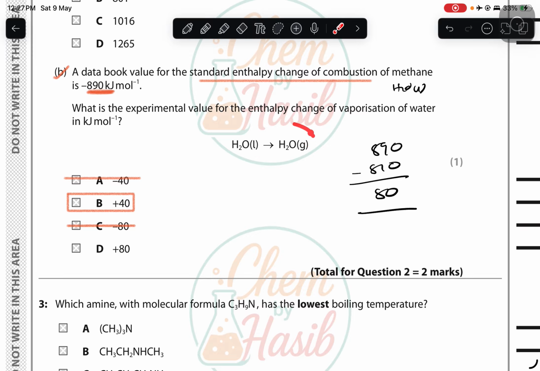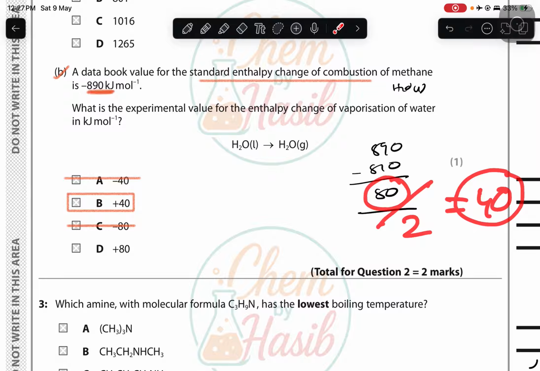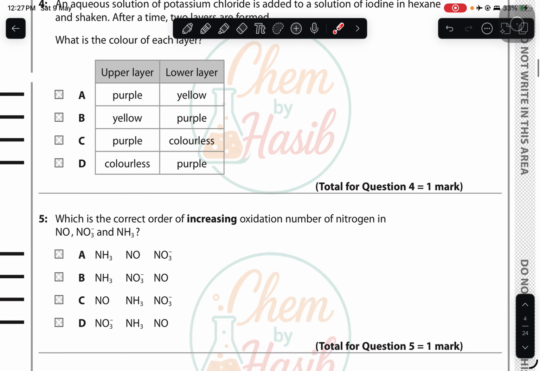So they asked for the enthalpy change of vaporization for 1 mole of water. So for 2 moles of water, it's 80. So for 1 mole of water, it would be divided by 2. So that would be equal to 40. So the answer must be B. Alright. Then we move on to the next question.